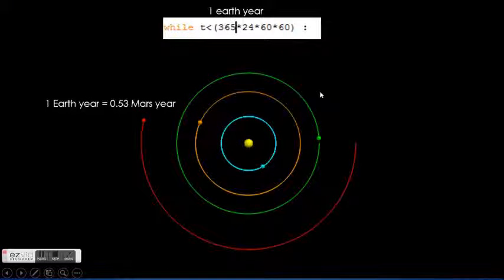And here's just to prove the accuracy of the model I made. I set the while loop for 1 Earth year, as you can see here, and we know that 1 Earth year is equal to 0.53 Mars years, and we see this is actually pretty much accurate. So we've got 1 green circle, and this accounts for a little over half of a year of Mars.